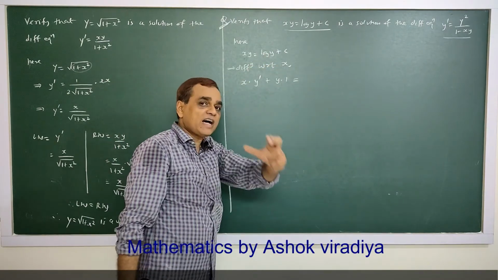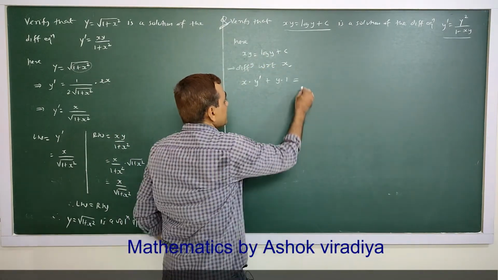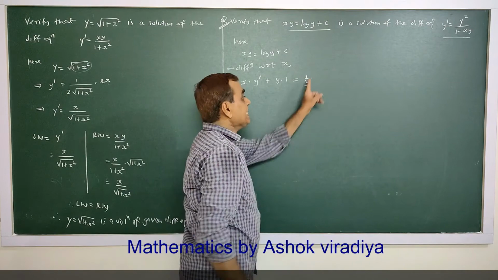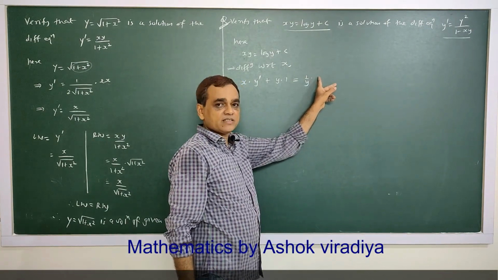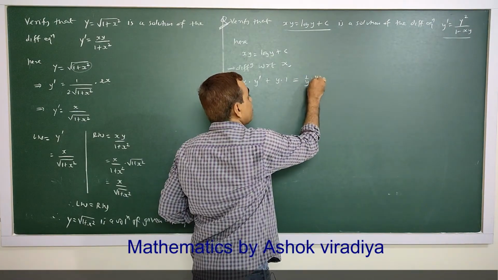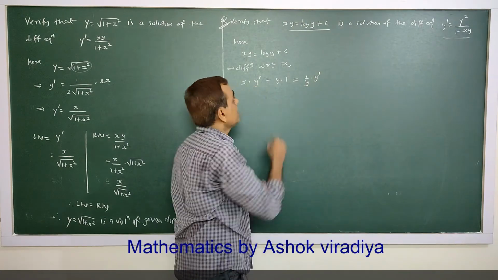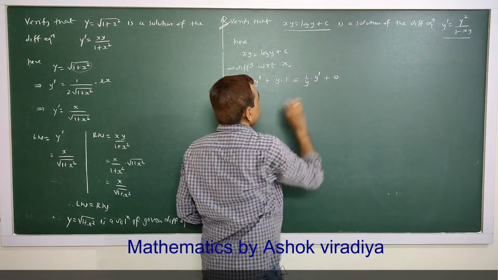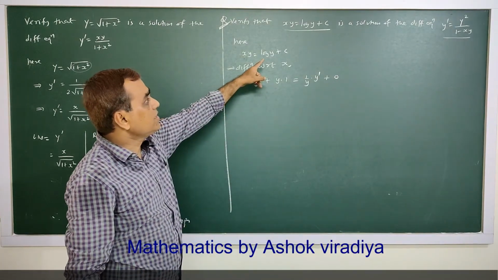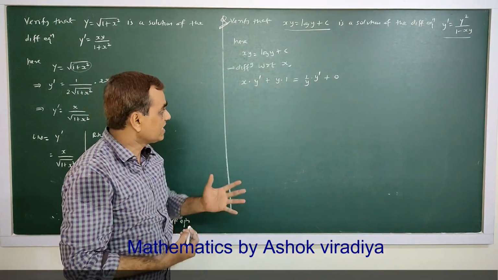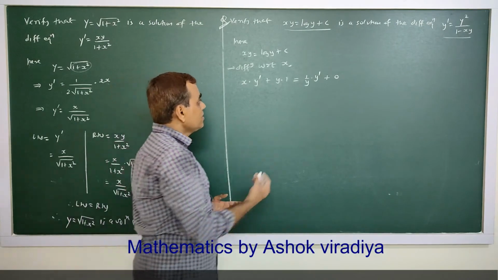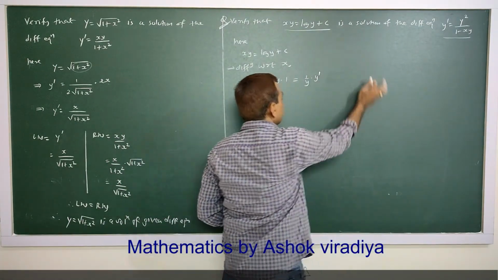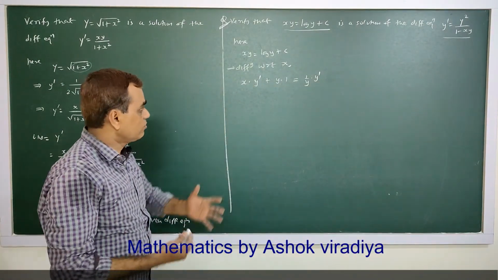derivative of log y with respect to x, which is 1 upon y into dy by dx. Dy by dx is in short y dash, plus derivative of c is 0. C is any constant, so it is 0. So here 0 means nothing, no need to put 0.